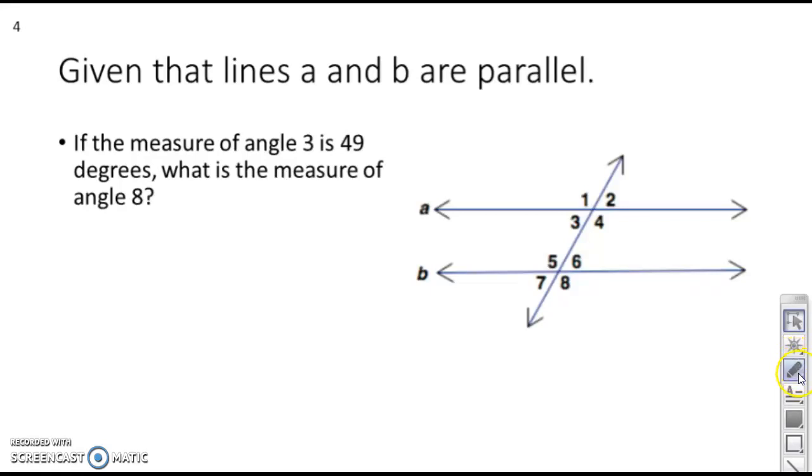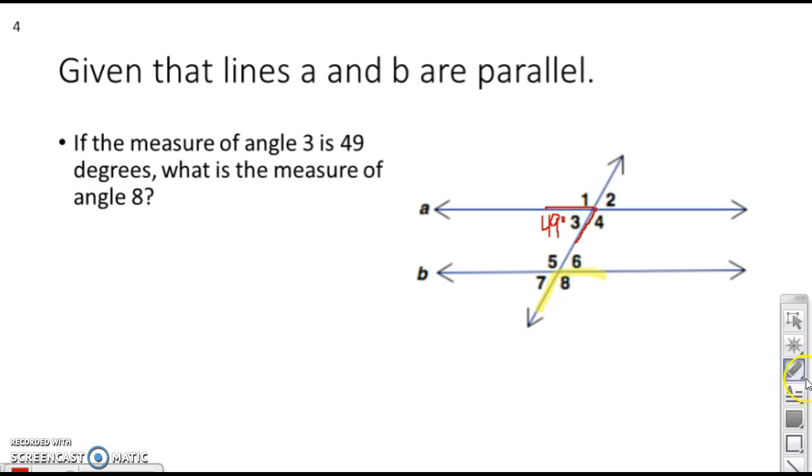Given that lines A and B are parallel, if the measure of angle 3 is 49 degrees, what is the measure of angle 8? All right, so let's go ahead and label what we know. We know that angle 3 is 49 degrees, and that's this angle right here. And we're trying to find angle 8, which is this angle right there.